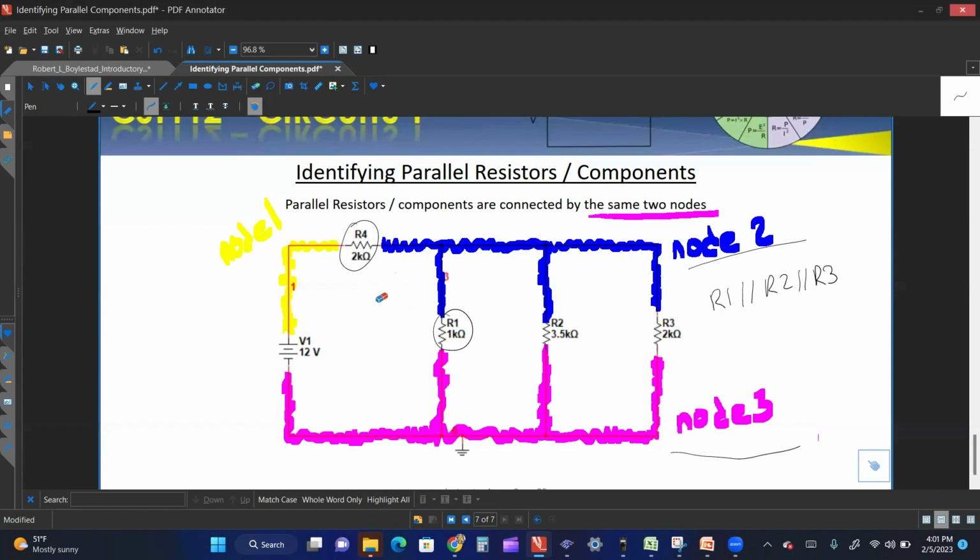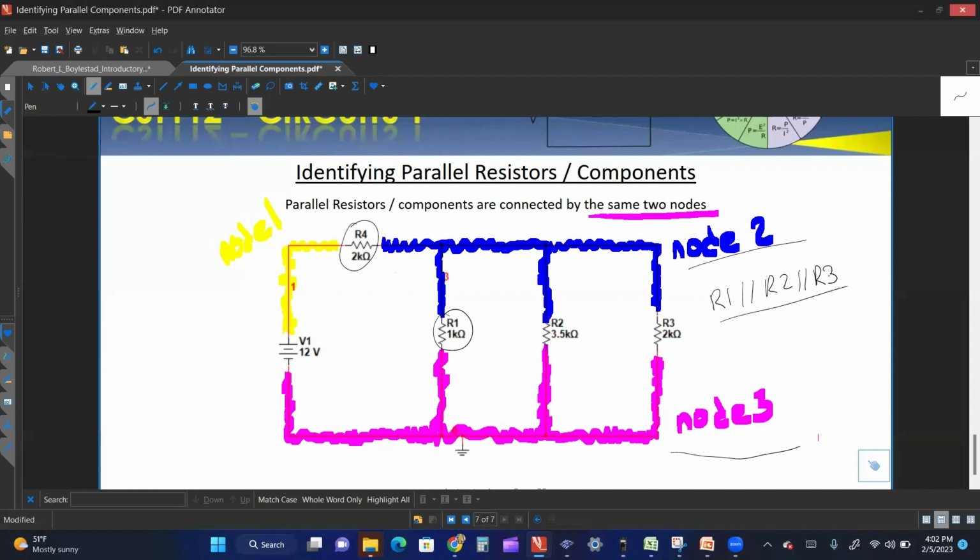But if you want to write out the parallel components, you'll say R1 is in parallel to R2, which is in parallel to R3. And so this is a great example of how you use the definition, the principle of identifying parallel components or resistors.